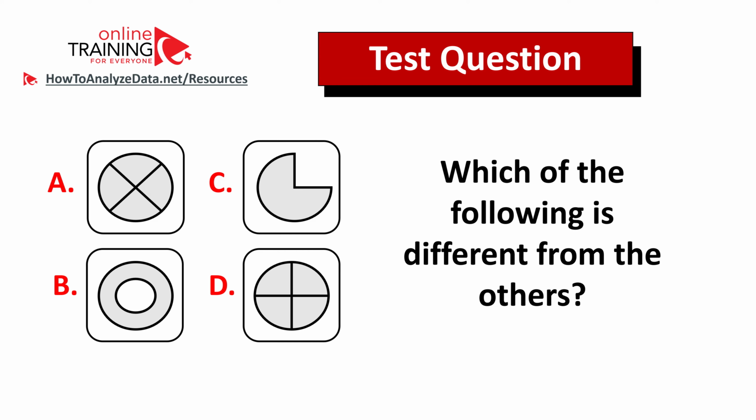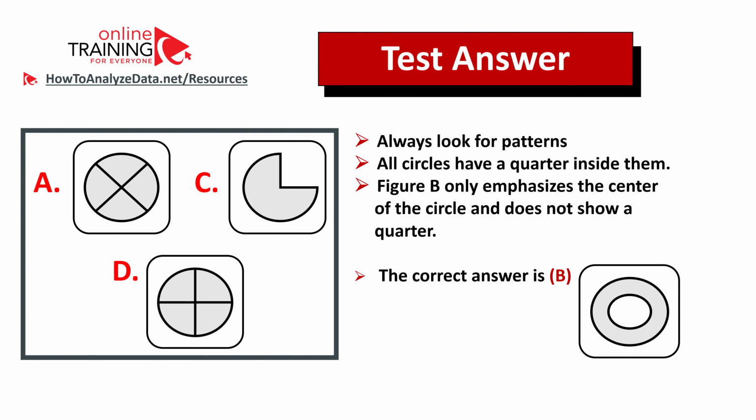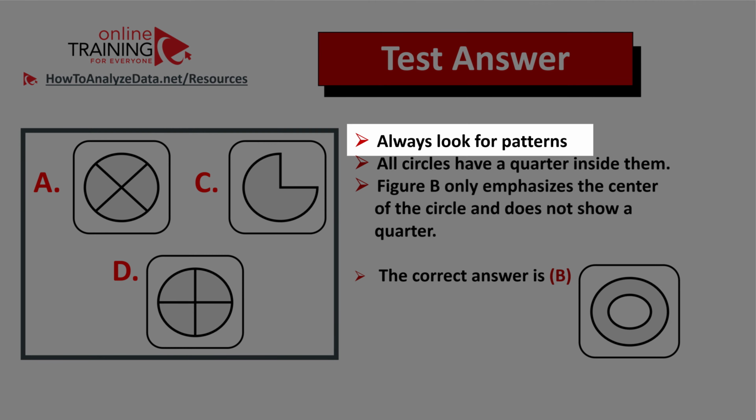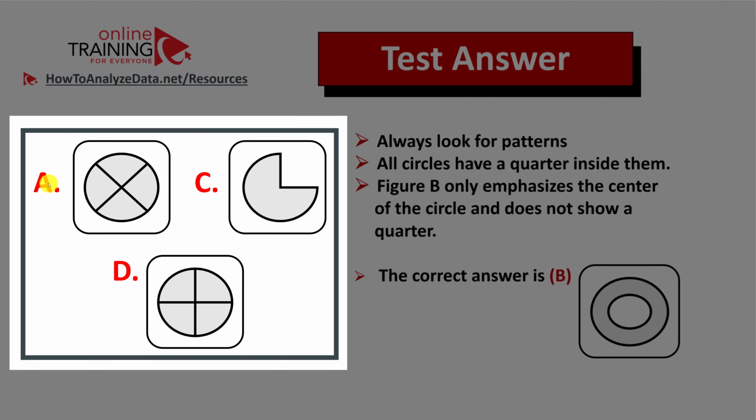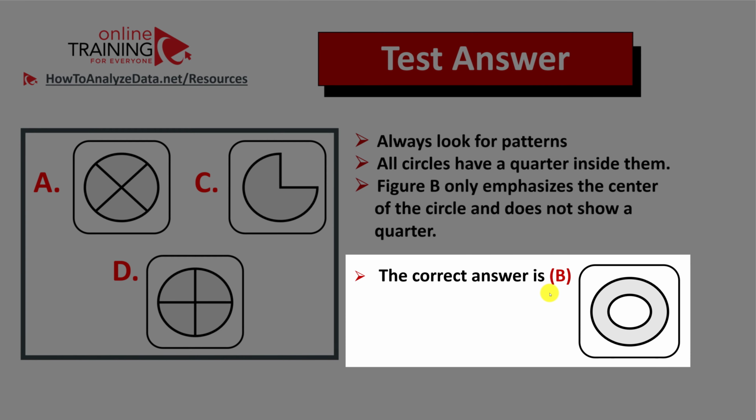Did you figure out the solution? Let's continue and get to the correct answer together. My advice to you is always the same. Always look for patterns. In this case, the pattern is quarters. Quarters inside the circles. As you can see, choices A, C, and D do have quarters inside the circle in different ways. But choice B does not have any quarters. So that is the correct answer here for this particular question.